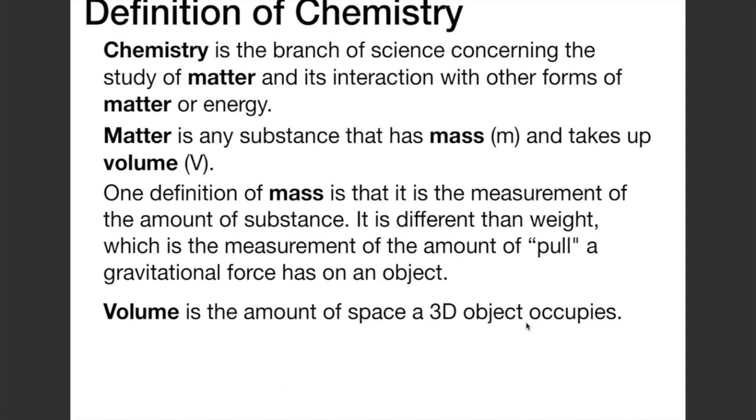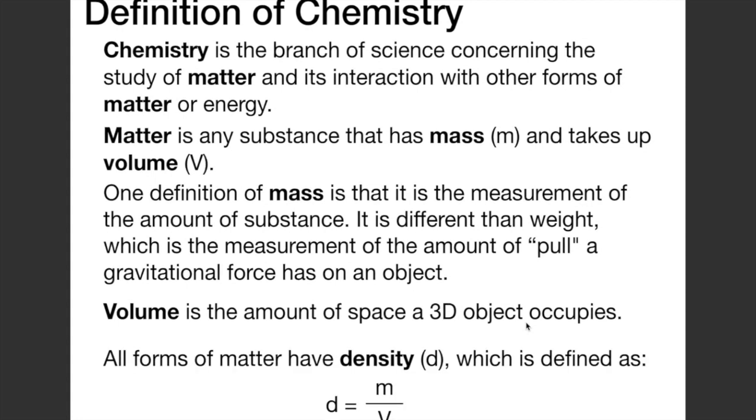Volume is the amount of space a 3D object occupies. There's a specific ratio that we talk about, the mass to volume ratio in chemistry. This is density. Density is just the amount of mass divided by the volume that that object occupies. Because all forms of matter have mass and volume, all forms of matter have density.